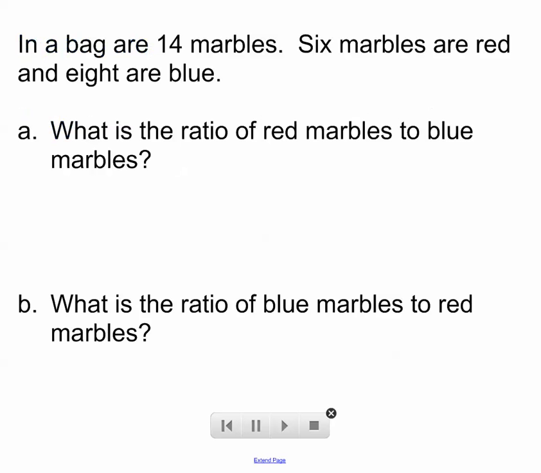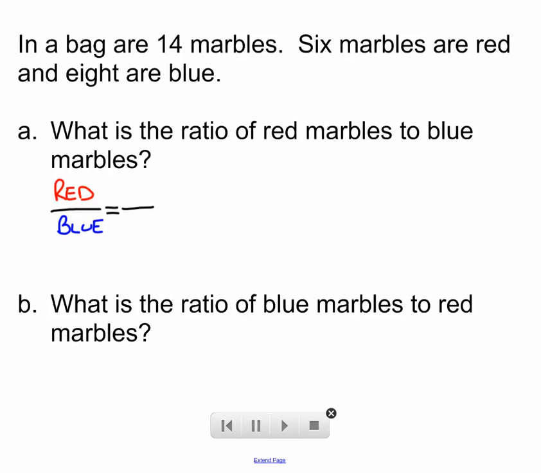All right, what do I mean by that? Well, let's look at this example. In a bag are 14 marbles. 6 marbles are red and 8 are blue. What's the ratio of red marbles to blue marbles? Okay, so when they say what's the ratio of red to blue, we're going to show that comparison by division. Fractions are division, so we're going to show it as a fraction.